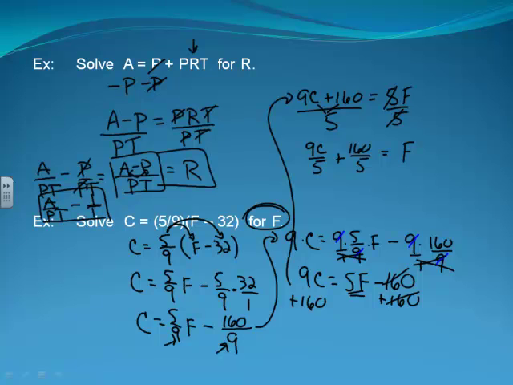And the only advantage to that is notice that this fraction now can be further simplified. Okay? You've got 9C divided by 5 plus 160 divided by 5 is 32. And that's equal to F. Your F is isolated, and your problem is done.